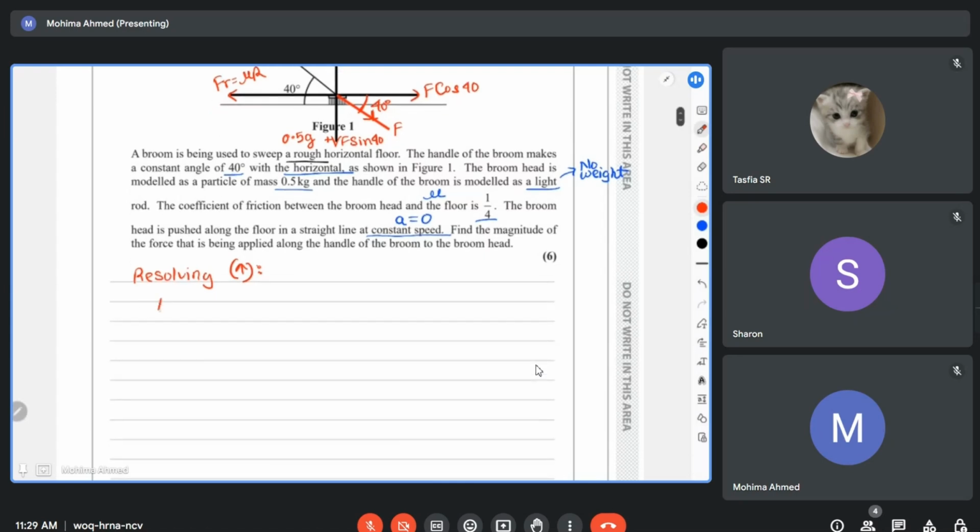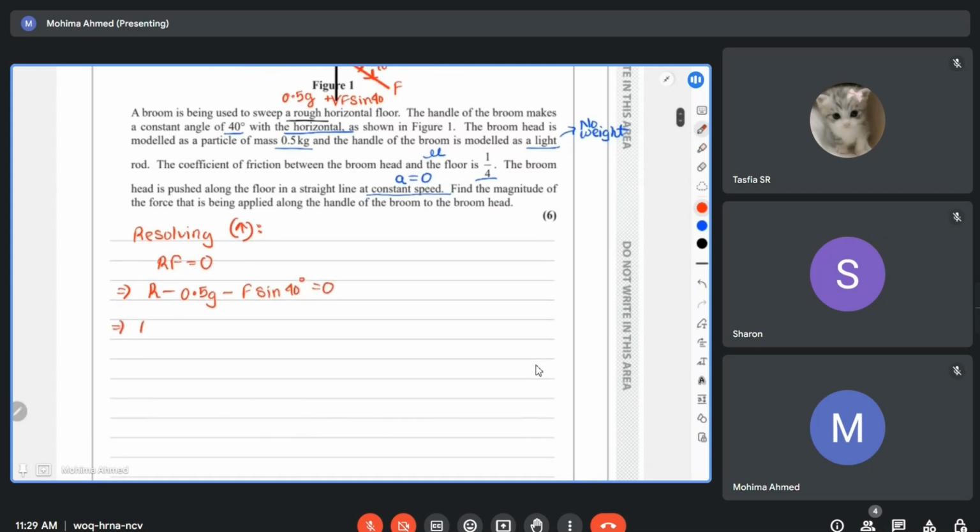So in the vertical plane, we are going to write resultant force equals zero, and in the upward direction you have R, the reaction force. In the downward direction you have 0.5 g minus F sine 40 degrees equals 0. And now you can write a value for R using this statement: R equals 0.5 g minus F sine 40 degrees. Now this is an expression for R. By using this value of R, you can find the value of friction, which will be required to find the value for your F using the horizontal component.